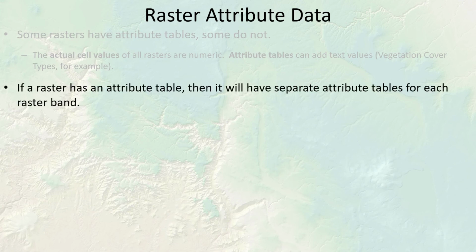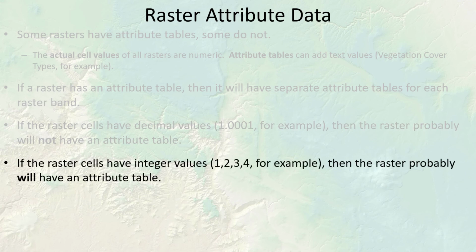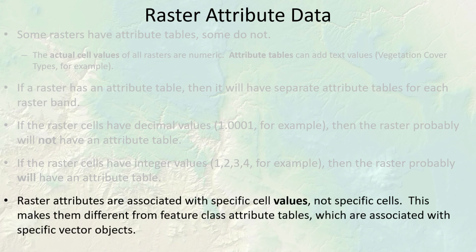Now, if a raster has an attribute table, then it's going to have a separate attribute table for each raster band. And if the raster cell values are decimal values, meaning they're not integer, then this raster is probably not going to have an attribute table. If a raster has integer values, though, then the raster probably will have an attribute table. And remember that raster attributes are associated with cell values, not cells. And here I'm using cell as the same thing as a pixel.